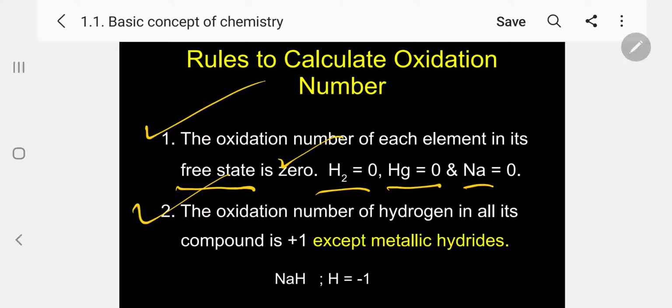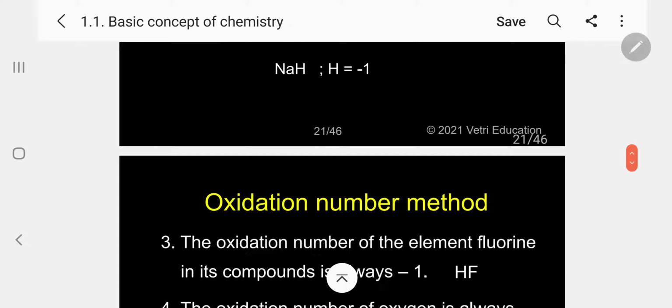Rule 2: the oxidation number of hydrogen in all its compounds is +1 except metallic hydrides. A specific example is sodium hydride. When compared with sodium, which is more positive than hydrogen, hydrogen is -1. Kindly memorize, only in the case of metallic hydrides it is -1. Another example is Crick-Nord reagent. All metallic hydrides are examples.